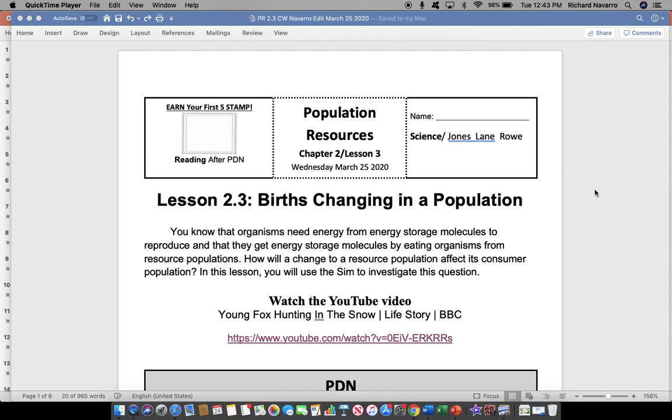Today we're continuing on with our population resources unit. Today we'll be looking at lesson 2.3, births in a changing population.